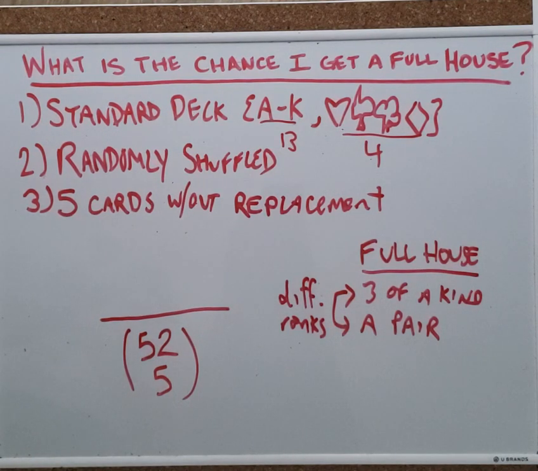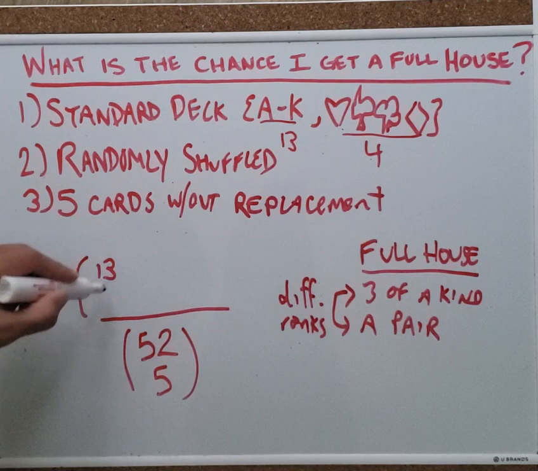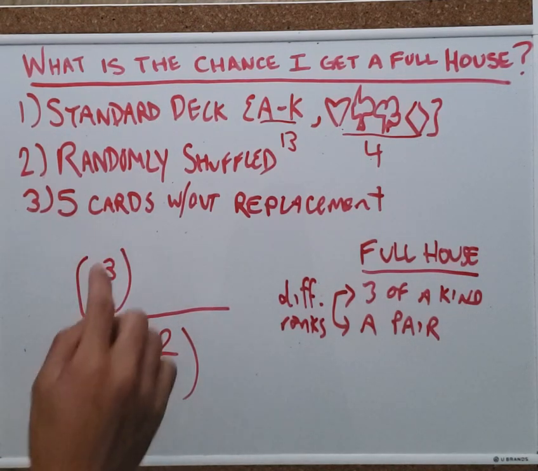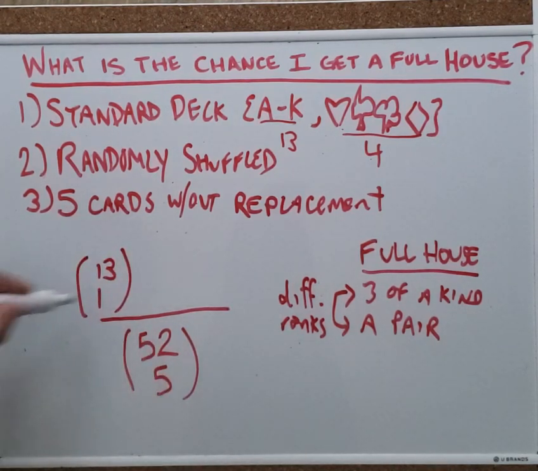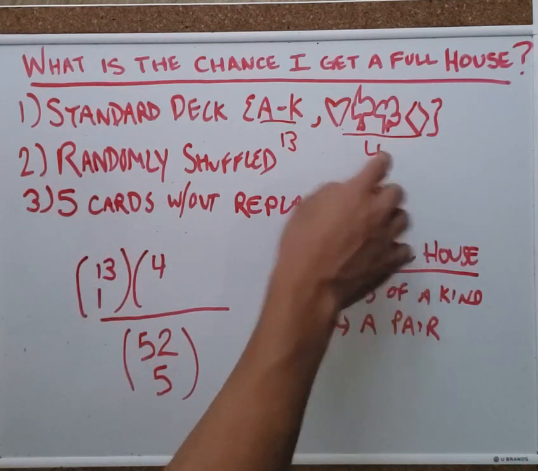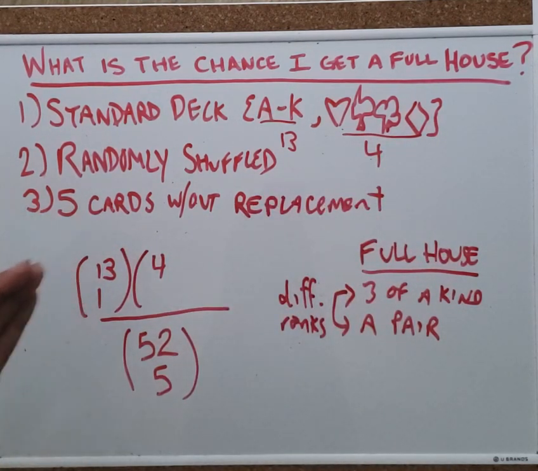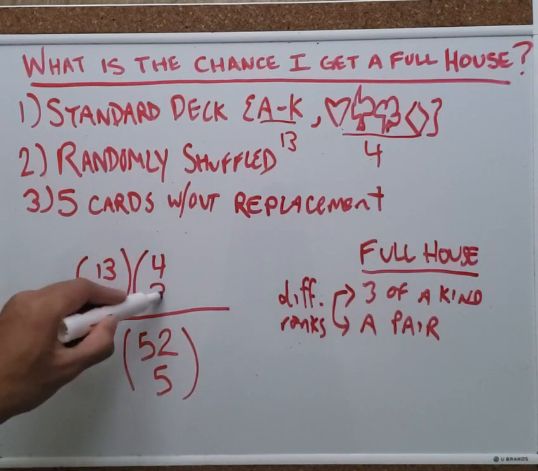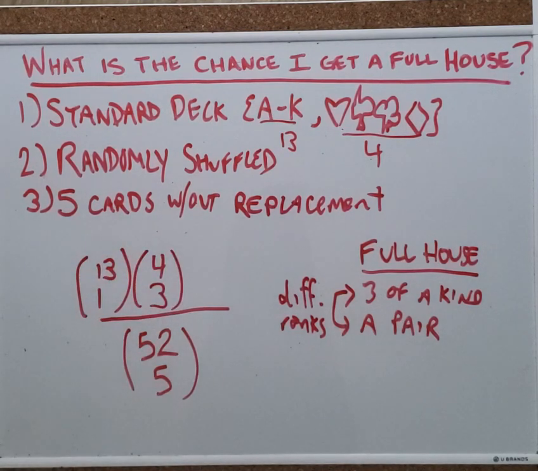So now that we've defined a full house, we can use this definition to our advantage. First, we select a rank. We choose one rank from the 13 possible ranks, right? And among this rank, there are 4 cards, because 4 suits. So in this one rank, we have to choose 3 cards. That gives us our 3 of a kind.